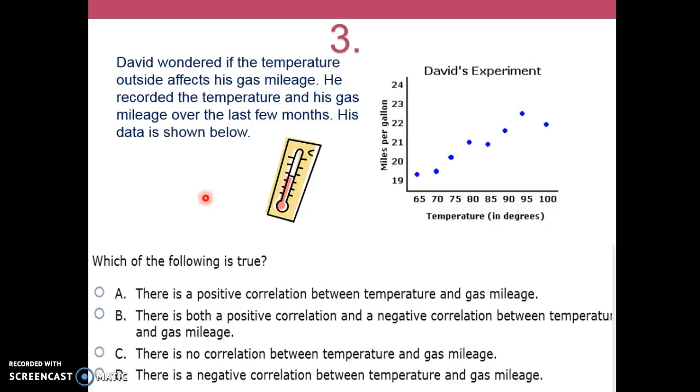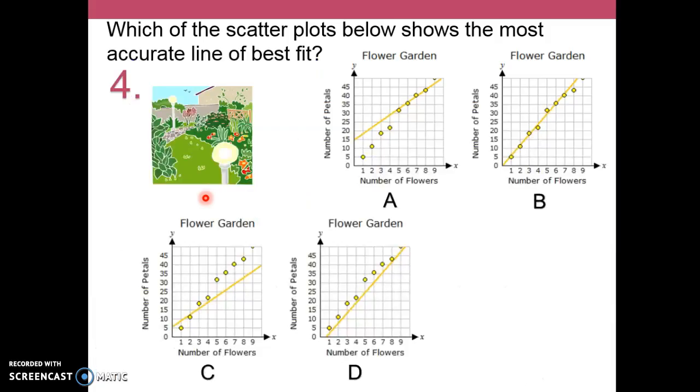Okay. Number 3. You can do this one. Okay, number 4. See, this one I fixed. I remember doing that when I was preparing this. This one was crazy too. But which one of these shows the most accurate line of best fit?